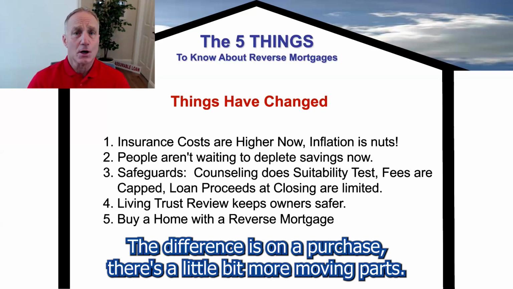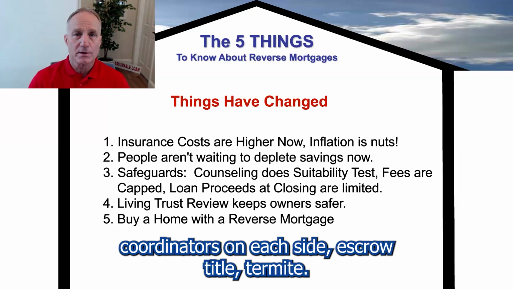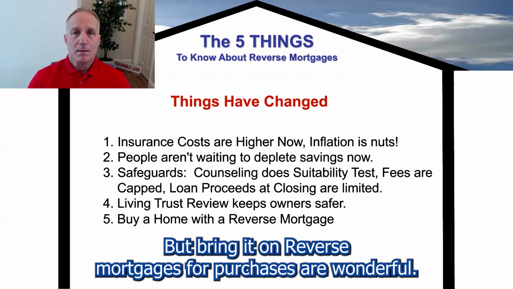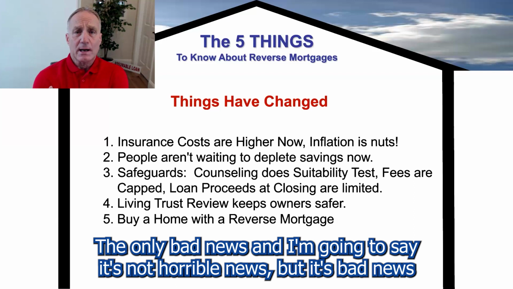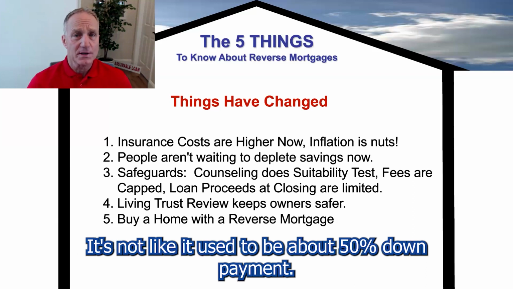The difference is on a purchase, there's a little bit more moving parts. You've got a listing agent, the buying agent, the transaction coordinators on each side, escrow, title, termite, you've got appraisals. Everything has to line up, but bring it on. Reverse mortgages for purchases are wonderful. The only bad news, and I'm going to say it's not horrible news, but it's bad news, is the down payment on a reverse mortgage purchase is bigger than you think. It's not like it used to be, about 50% down payment.